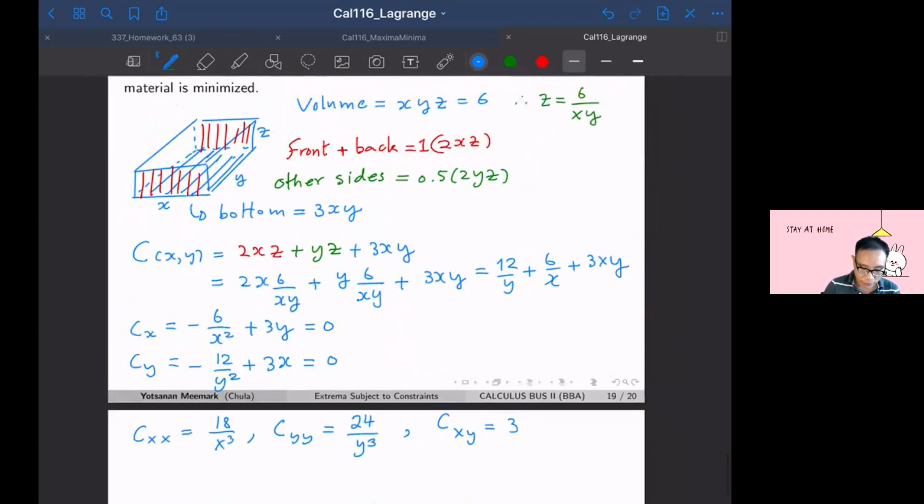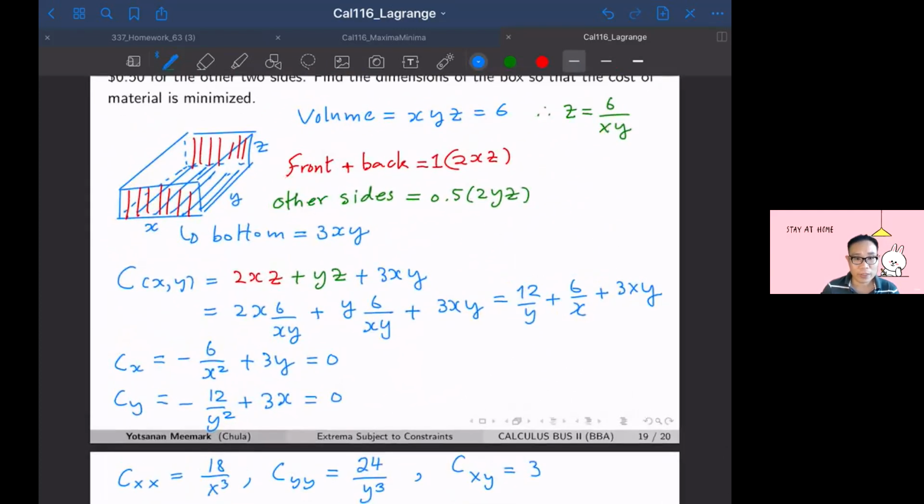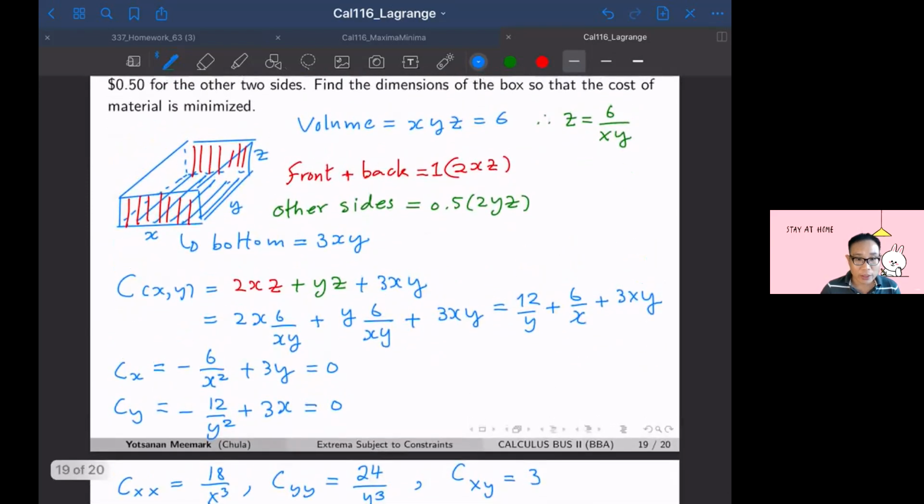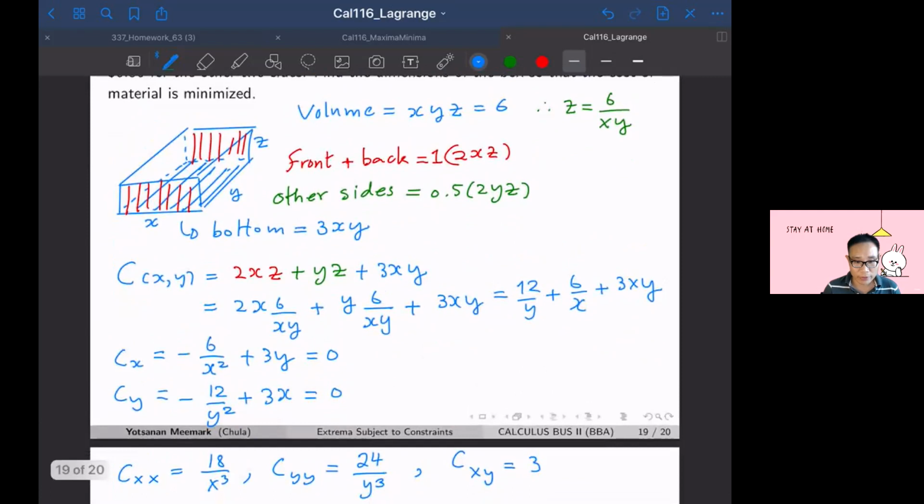You'd like to find the minimum cost for the material, and you use the second derivative test. So I'll let you finish this one, and I will tell you the solution again during the recitation. This is another word problem that you should practice by yourself.